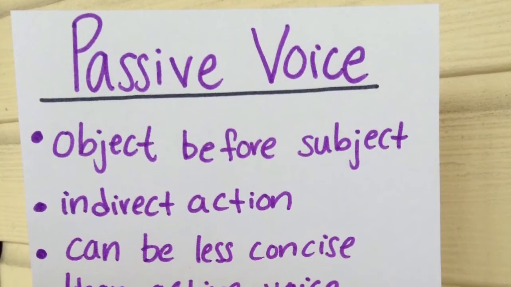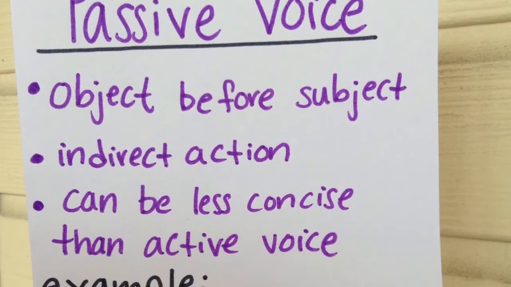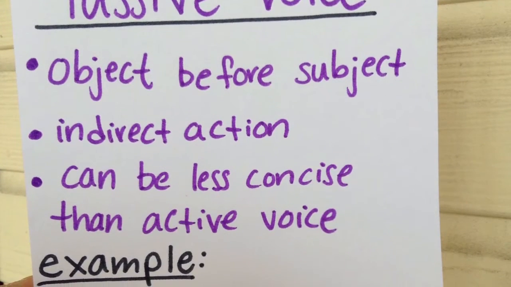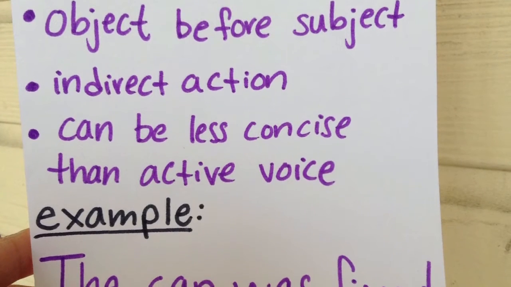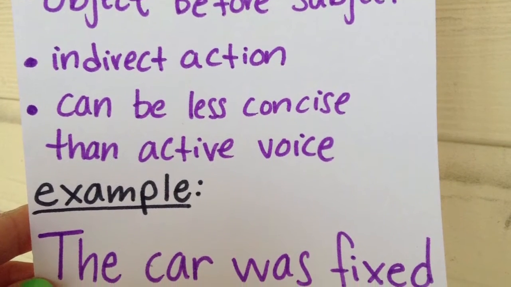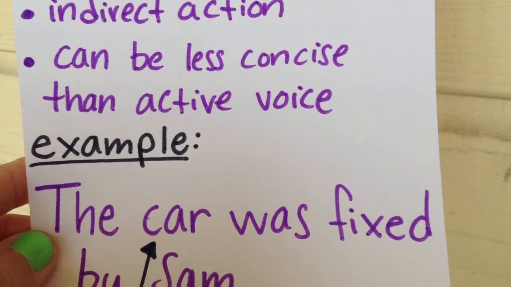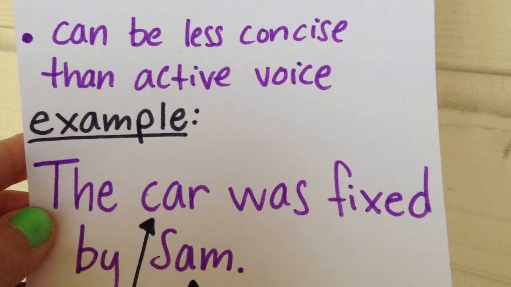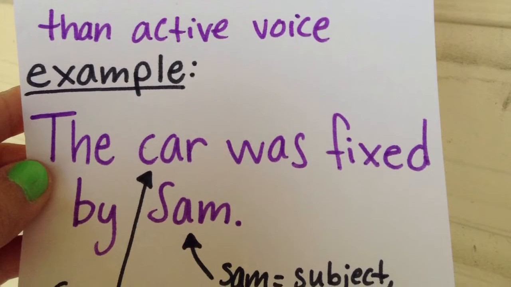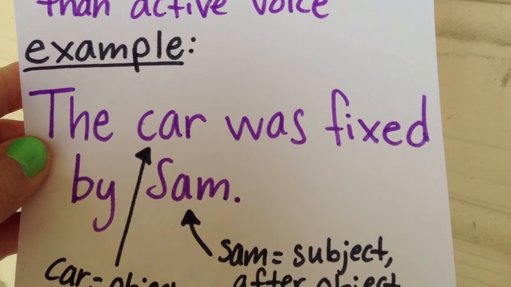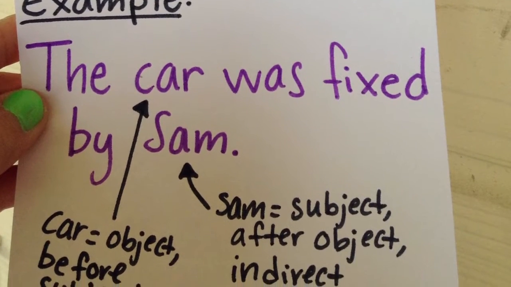When we look at passive voice, it's the opposite. Here, the object comes before the subject. We see an indirect action, and it can be less concise than active voice. Let's look at an example. The car was fixed by Sam. In this example, Sam is the subject, and it comes after the object of car. We also see here an indirect relationship between the object and the subject.